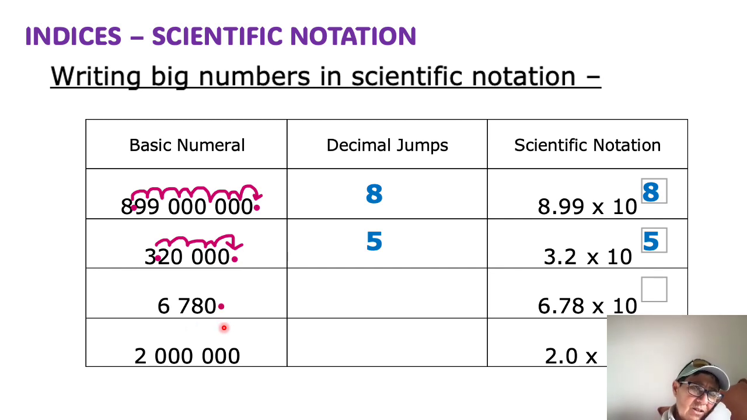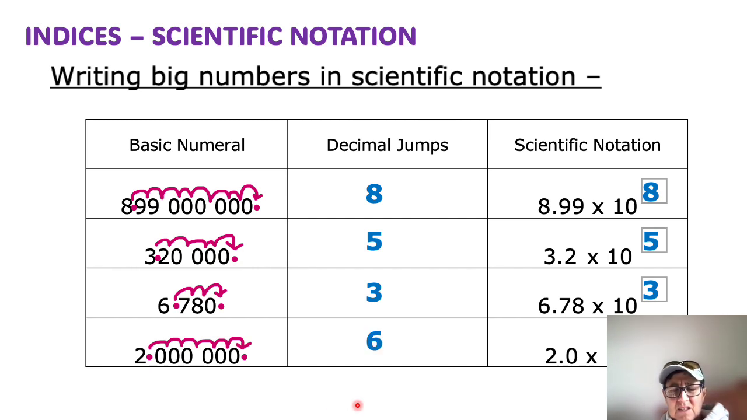So the decimal place is at the end. I want it there. So it's 1, 2, 3 jumps. So I've got 6.78 times 10 to the 3. Now this one I've chopped off, so you'll have to work out what happens. Decimal place is there. I want it there. How many jumps? 1, 2, 3, 4, 5, 6. 6 jumps. So we've got 2.0 times 10 to the 6.